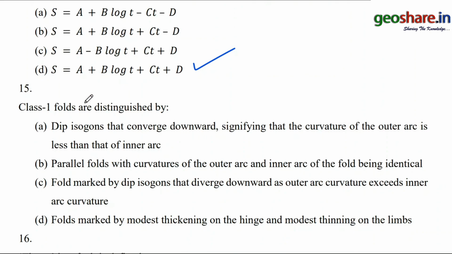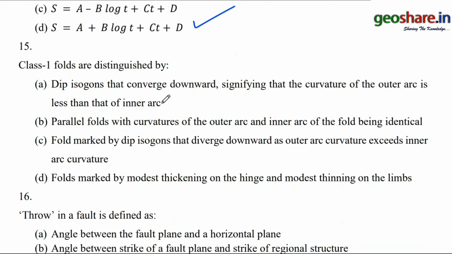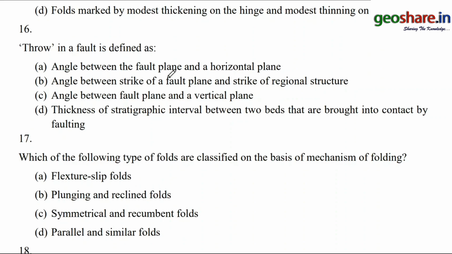Next, class 1 folds are distinguished by dip isogons that converge downward, signifying that curvature of the outer arc is less than that of the inner arc. Throw of a fault is defined as the thickness of the stratigraphic interval between two beds brought into contact by faulting.